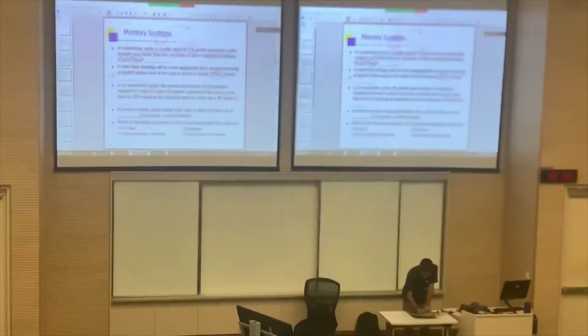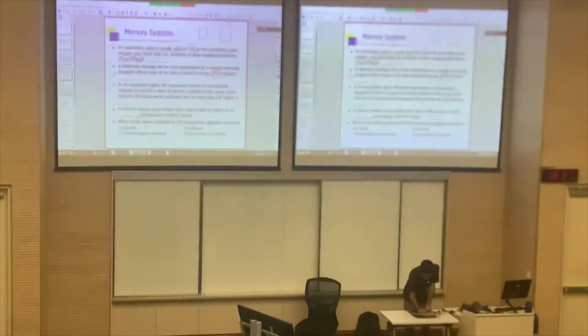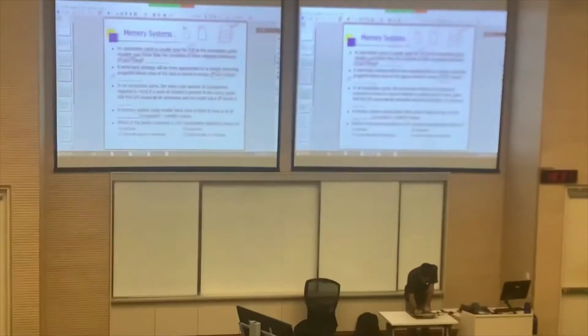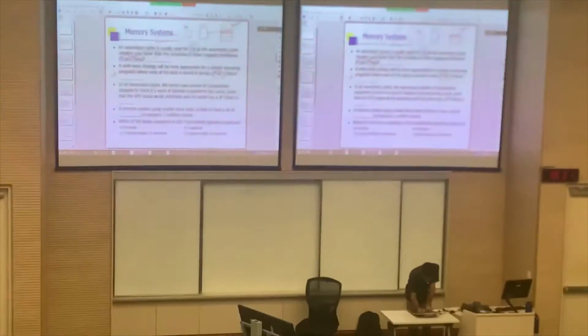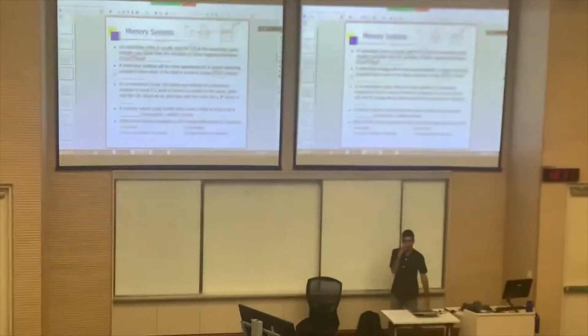When you have a cache, let's say this is your processor, this is your cache, and this is your main memory. So a portion of the main memory, let's say this block, is brought into the cache as a cache block. So what happens when the processor updates a block within the cache?